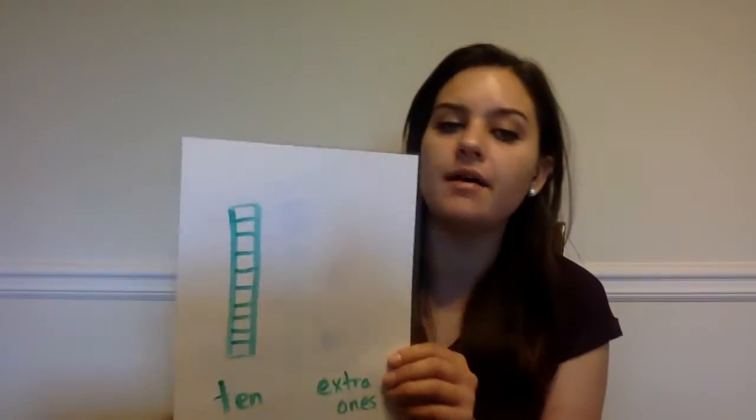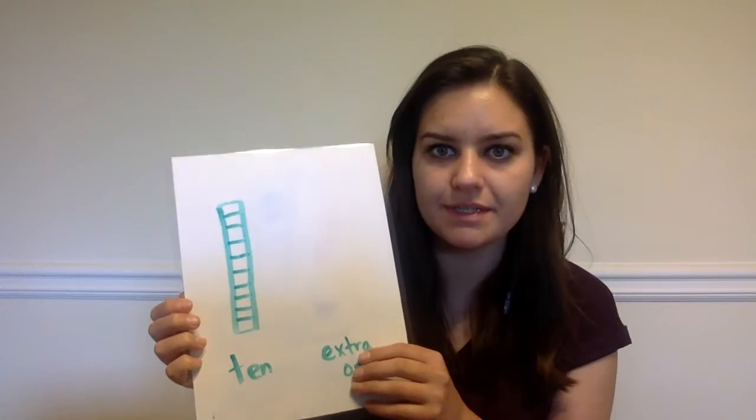Hey boys and girls, so as you saw with the song, our teen numbers are numbers that have a group of 10 and then extra ones in addition to that. So I'm going to show you how we can represent those using our different 10 rods and number ones cubes.